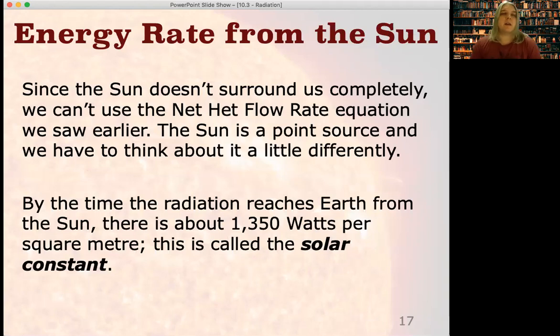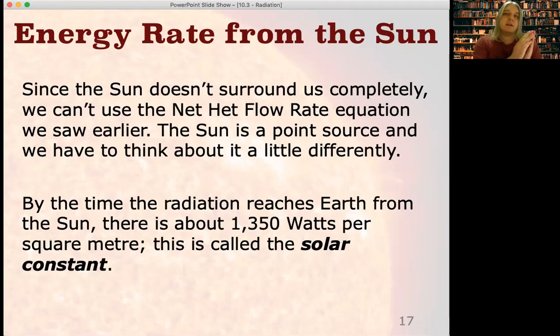Energy rate from the sun: how much is it actually giving us? Well, we can't use the net heat flow rate equation that we saw earlier, because the sun is a point source. It's not an environment that's encapsulating us. We talked about an object sitting in an environment, the environment being at some other temperature. That's not true for the sun, because we're not in it. We'd be dead. We've got the sun as a little point source, and we're just catching some of the radiation that it gives off.